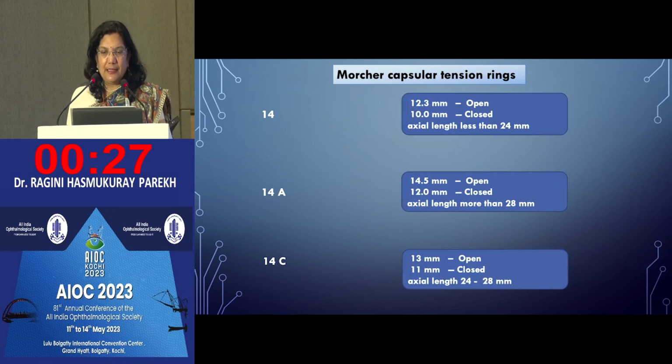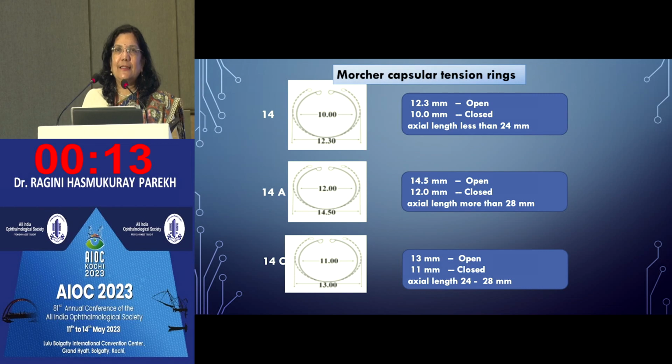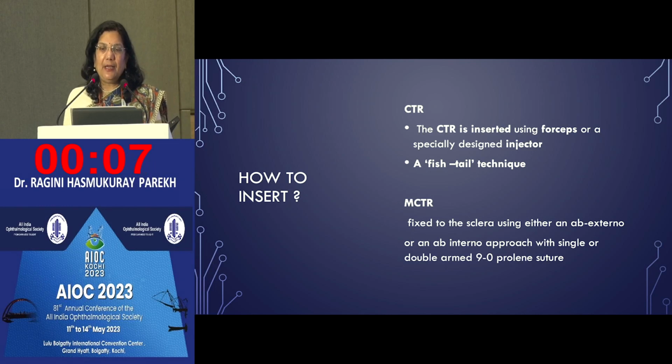There are various types of rings available with various sizes, and you have to choose the size. Before operating, you should know the diameter of the cornea, and then accordingly it has to be chosen. But even if it is a wrong size, it is flexible. It will just be overlapping each other. Now it can be used.